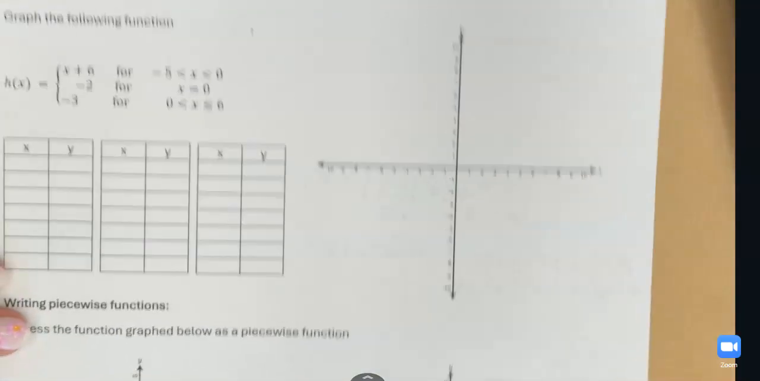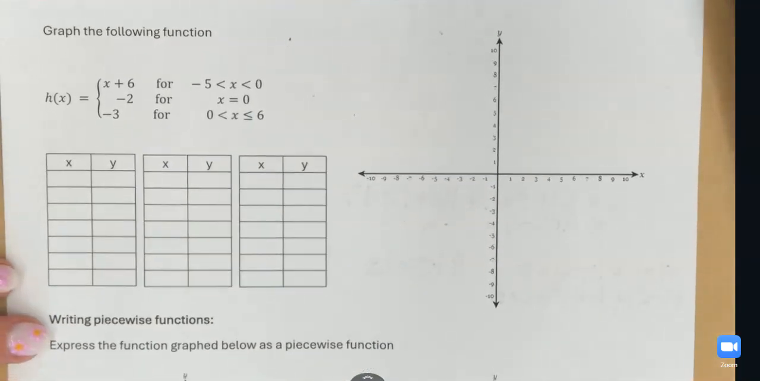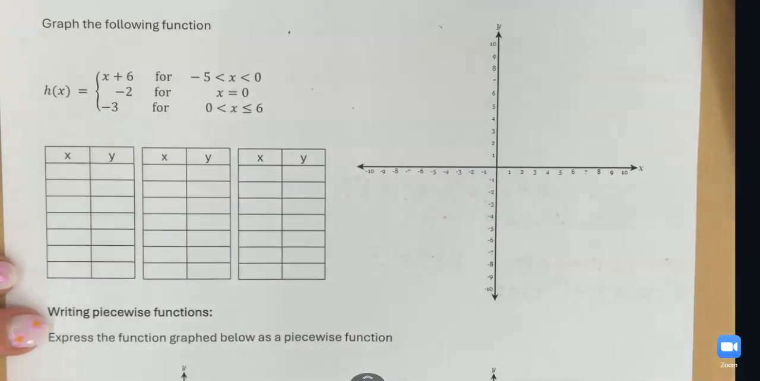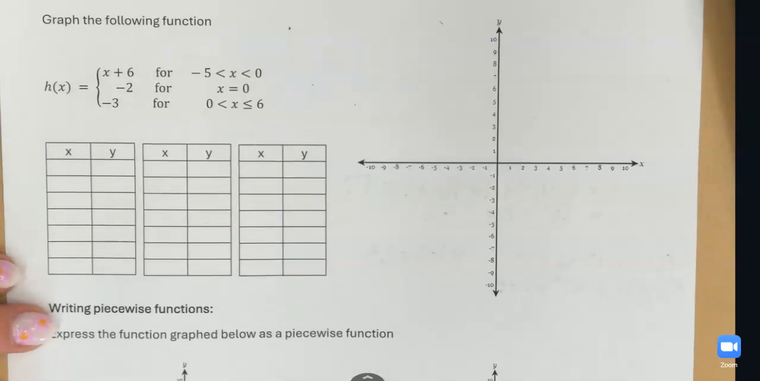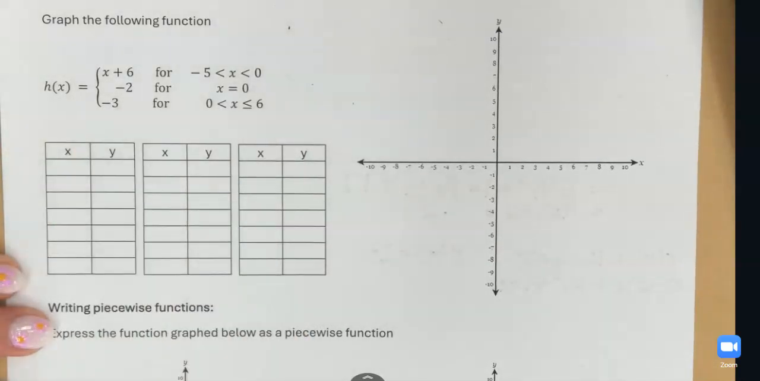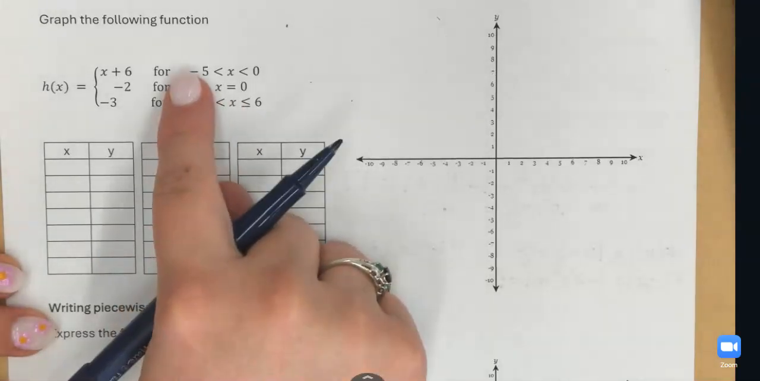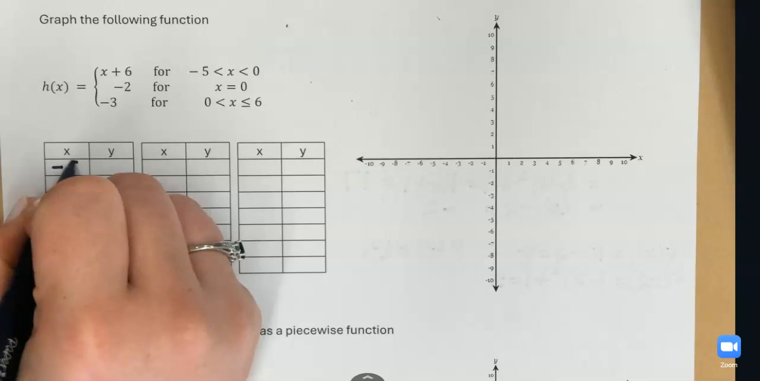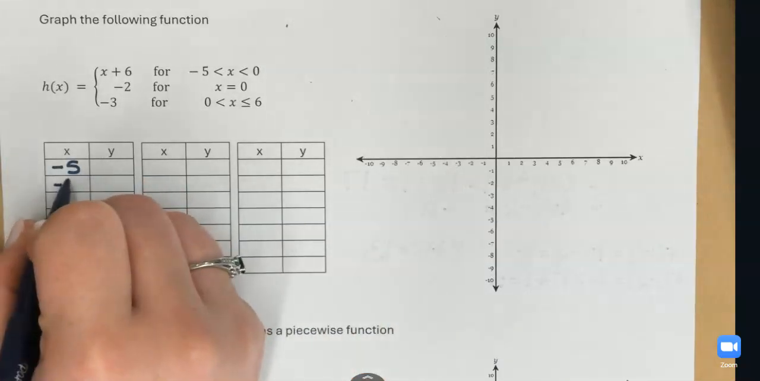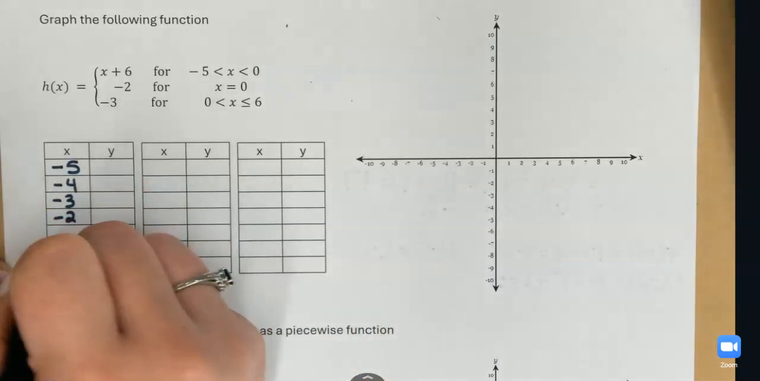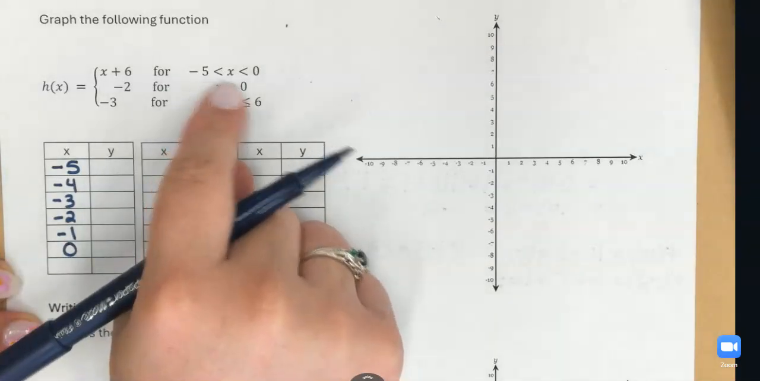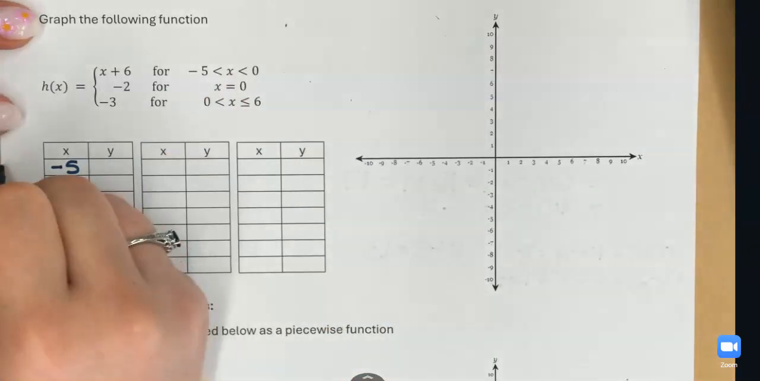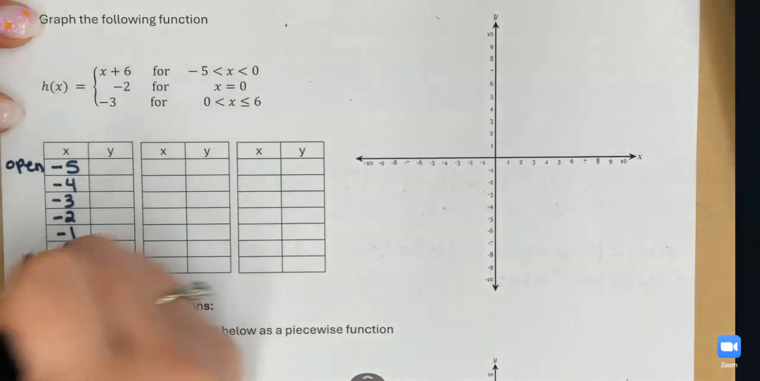Let's practice graphing again. On this one, I have 3 equations that are part of my function, so I'm going to have 3 tables. This first one, I've got x plus 6. That is from -5 to 0. So I want to make sure I've got all of those parts for x from -5 up to 0. And now neither of those are underlined in my inequality, so I'm going to have 2 open circles.